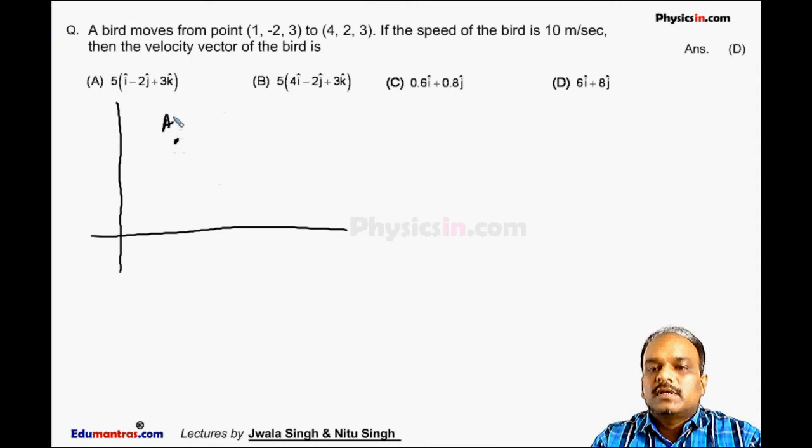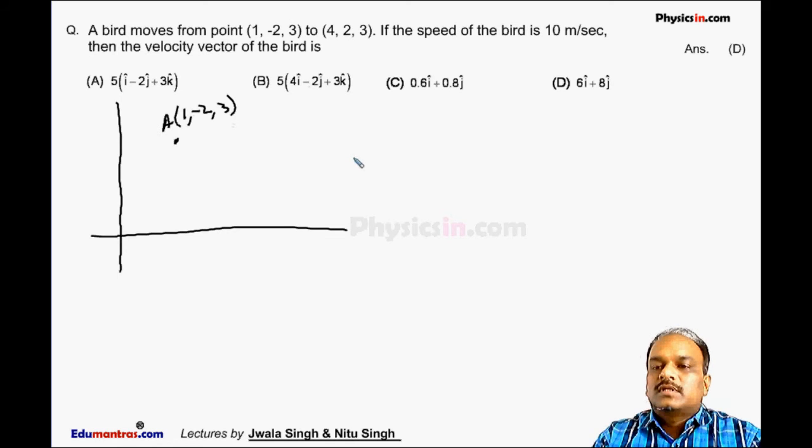This is point A, which is (1, -2, 3). This is point B, which is (4, 2, 3). This is the direction of movement of the bird. So we can say n cap.